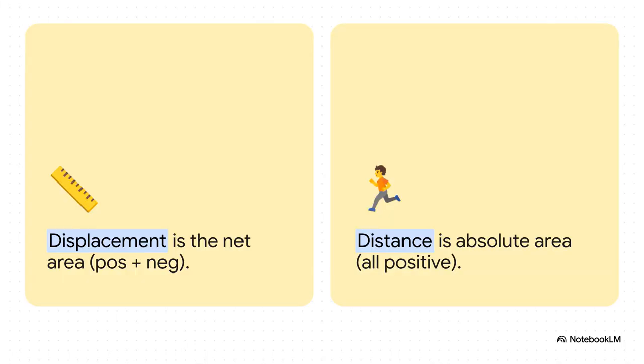Which brings us to a really vital distinction. Displacement is your net area. You add the positive space and subtract the negative space to find out exactly how far you are from where you started. But distance traveled, that is the absolute area. The universe doesn't care if you walk backwards or forwards. Your legs still did the work. So for total distance, we force all those negative areas to be positive and just add them all up. It's a subtle graphical rule, sure, but it makes a massive physical difference.